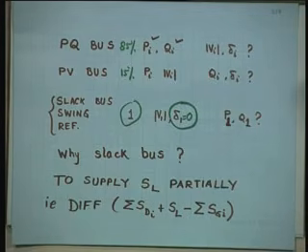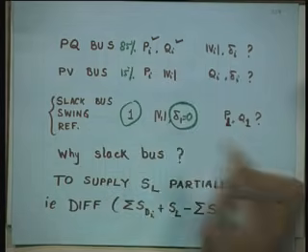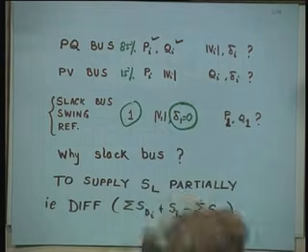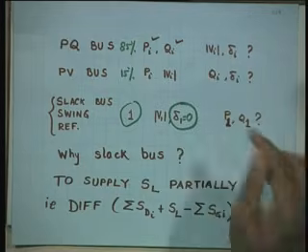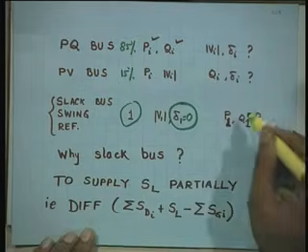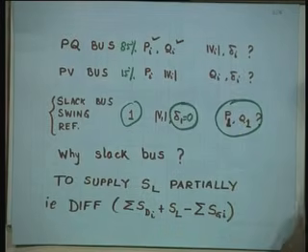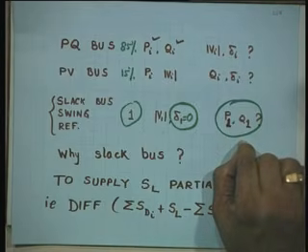Now, this V1 is also specified, normally 1.04 per unit or even 1 per unit or whatever you can specify. Why do we not know P1 and Q1 till the end? Because if you know P1 and Q1 at all the buses, then you do not have to solve load flow, that means you know the solution. And why is it necessary to leave one bus where P1 and Q1 are not known? Because there has to be a generator bus.